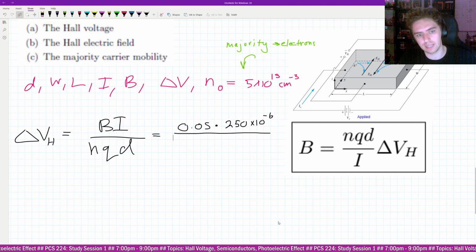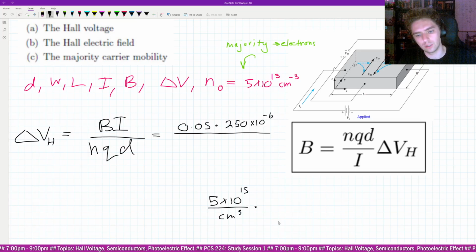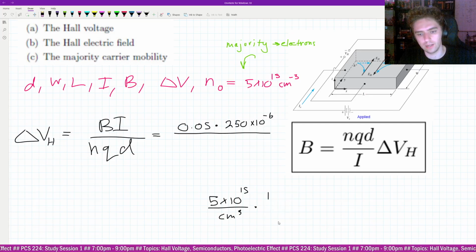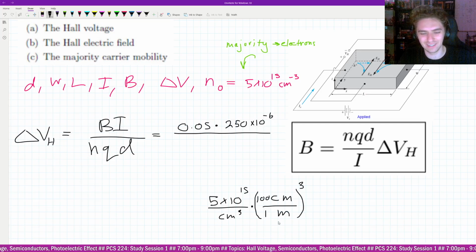I'm going to have to convert that to meters. So 5 times 10 to the 15 per centimeters cubed. The conversion factor is going to need meters on the top, centimeters on the bottom. In 1 meter, there's 100 centimeters, and we need to do that 3 times for the cubed. That is the wrong way. So we need a centimeter on the top and a meter on the bottom. Sorry about that. So there we go. And now it is going to give me the right thing.